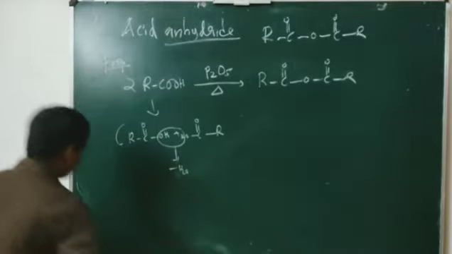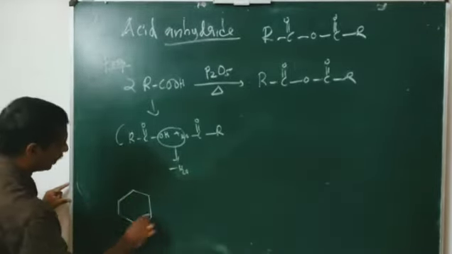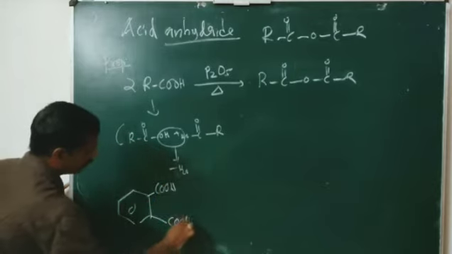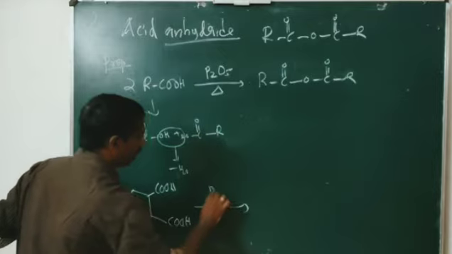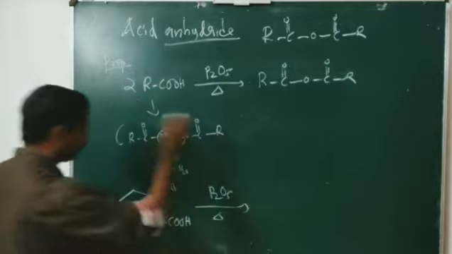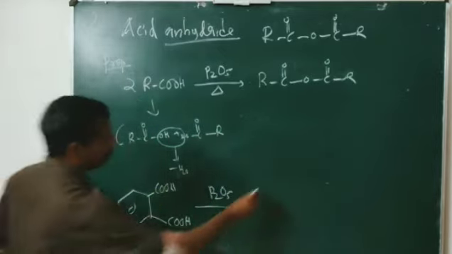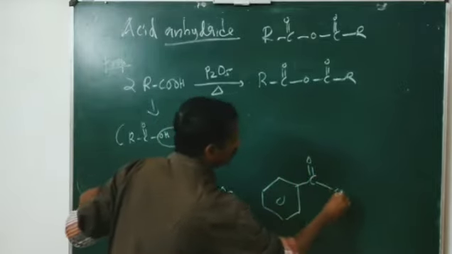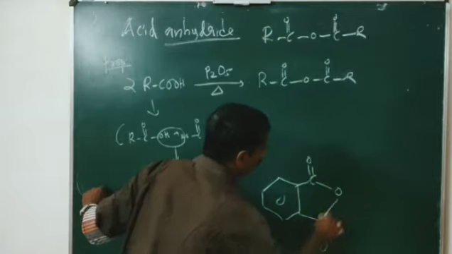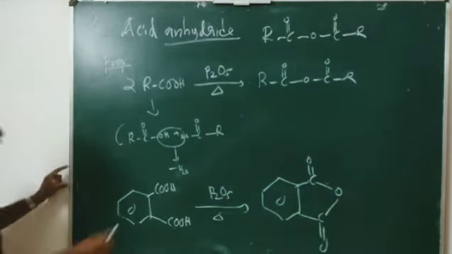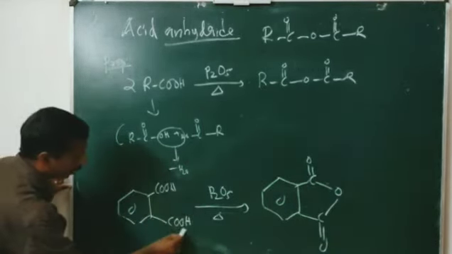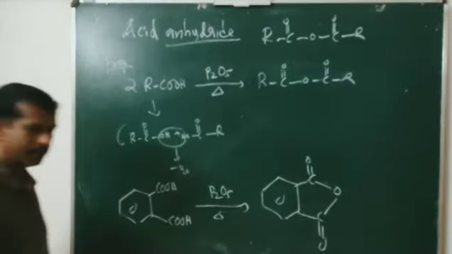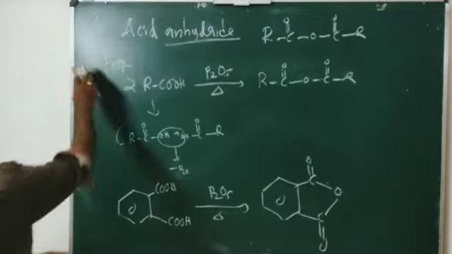Another example, phthalic acid, with COOH on both positions. When heated with P2O5, H2O will be eliminated and you get phthalic anhydride, with CO, O, C double bond O. Here you can see H and OH are removed, so you get CO with oxygen in between. This is phthalic anhydride. So that is acid anhydride.